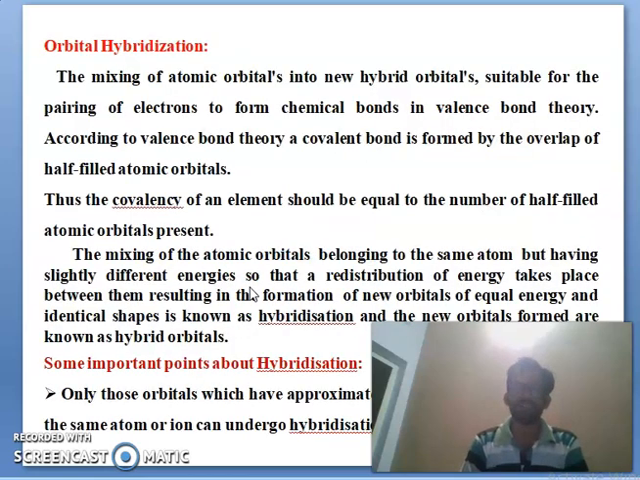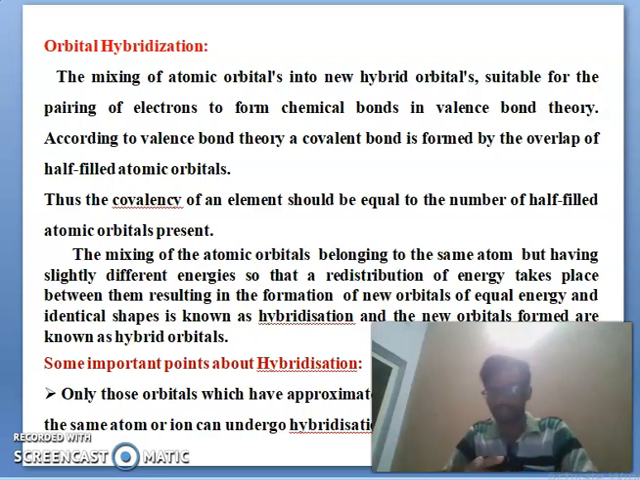Orbital hybridization. What is orbital hybridization? And some of the basics we will discuss today. You can see the mixing of atomic orbitals into new hybrid orbitals suitable for the pairing of electrons to form a chemical bond in valence bond theory. It is suitable for the pairing of electrons to form chemical bonds. It is called valence bond theory.